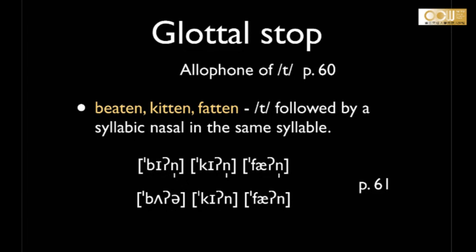So you can turn to your page 60. It tells about glottal stops in English. The voiceless glottal stop is an allophone of the T phoneme. The T could show up as a glottal stop in a certain environment, and this is the environment: if that T is after a stressed vowel and before a syllabic nasal in the same syllable, American English speakers tend to make that T a glottal stop.